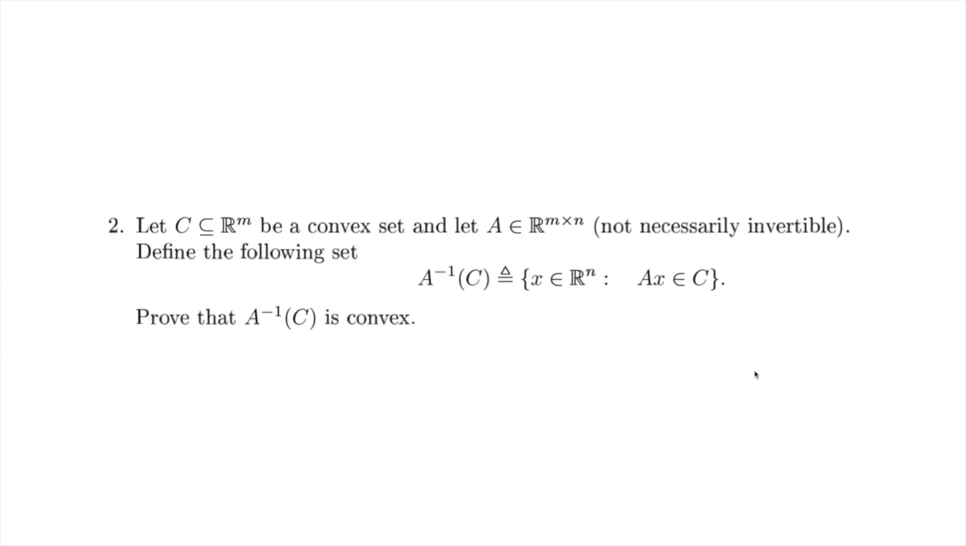Let C be a convex set, and let A be a matrix that is not necessarily invertible. We define that A inverse C is all the x's in Rn such that Ax is in C. Let's prove that A inverse C is convex. So basically, for a matrix A that is not necessarily invertible, we define this set. This set contains all the vectors x that are in R^m space, and if we multiply them from the left with A, they would be in C. I encourage you to pause the video right now and try to solve it yourself before viewing the solution.